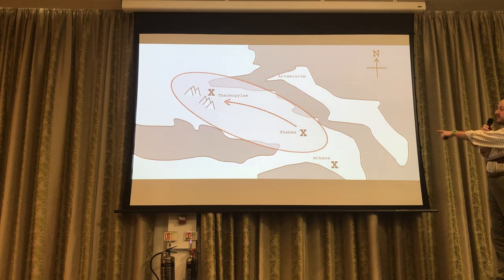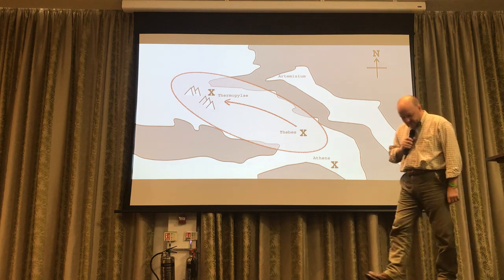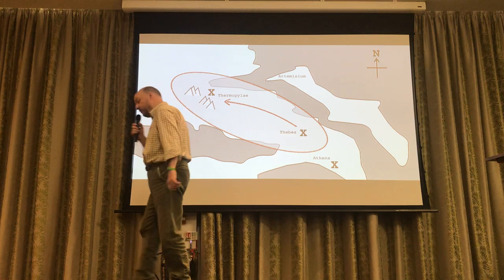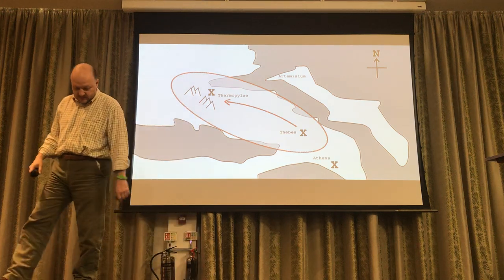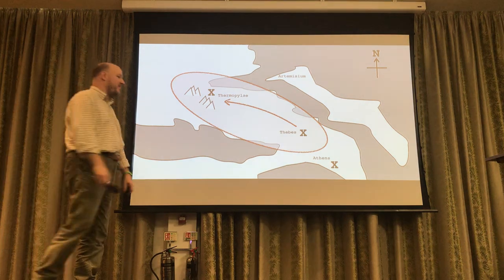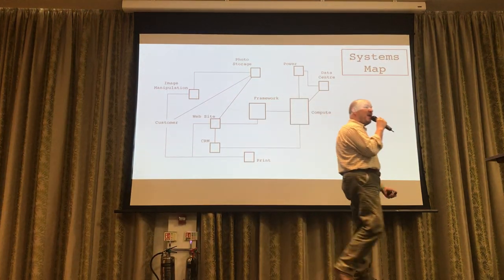So for example, if I want to go from Thebes to Thermopylae, which way would I go? Northwest. If I go northwest from Thebes and I end up at Athens, what does that tell me? Map's wrong or compass is wrong. Perfect. Right.